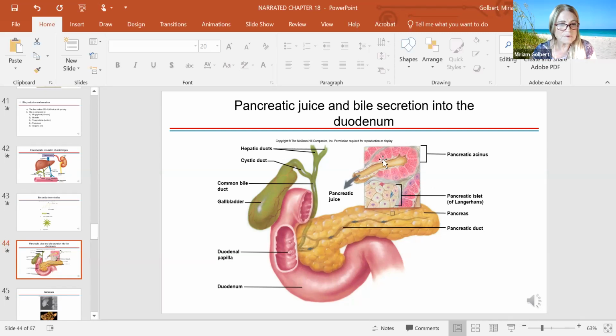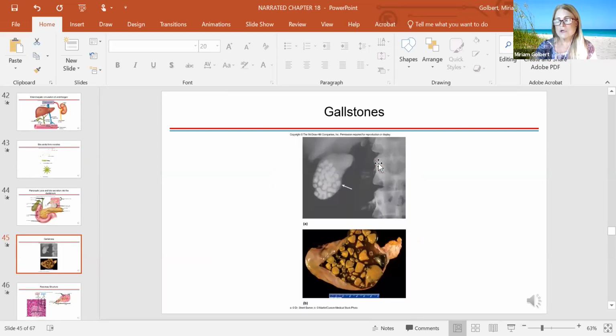And this is what happens when you have gallstones. So these are a lot of gallstones. And what happens with the gallstones is that they can block the ducts, and that causes severe pain. In the case of this picture here, this example, there's no way that these gallstones can disappear on their own.